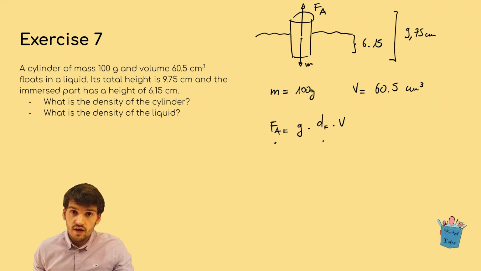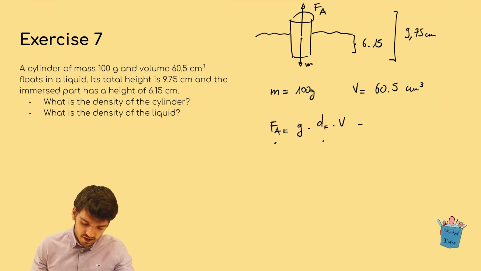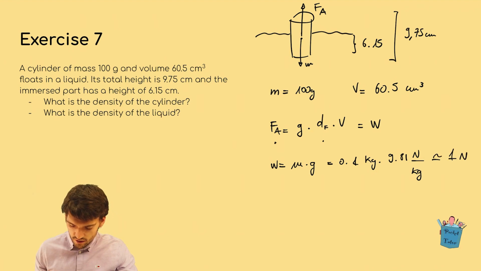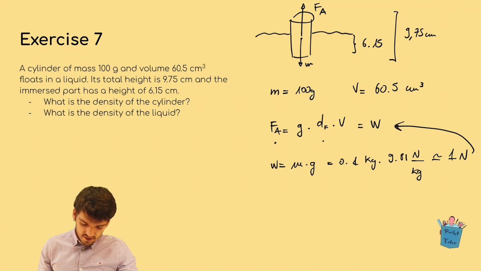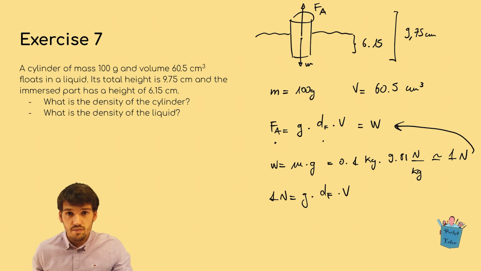In this expression, we don't know Archimedes' thrust and we don't know the density of the fluid. But what we know is that since the cylinder is floating, we can assume it's in equilibrium, and therefore Archimedes' thrust must be equal to the weight of the body. The weight of the body is given by its mass times G, which is 0.1 kilograms times 9.81 Newton over kilograms, and is almost equal to 1 Newton, which is also equal to Archimedes' thrust. This means that 1 Newton is equal to G times the density of the fluid times the volume of the body that is immersed in the fluid.